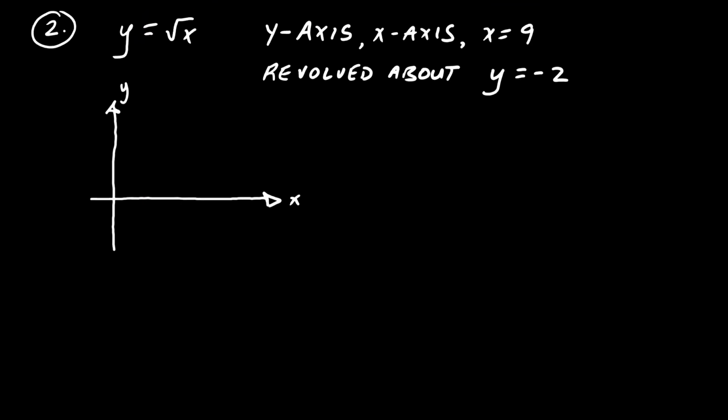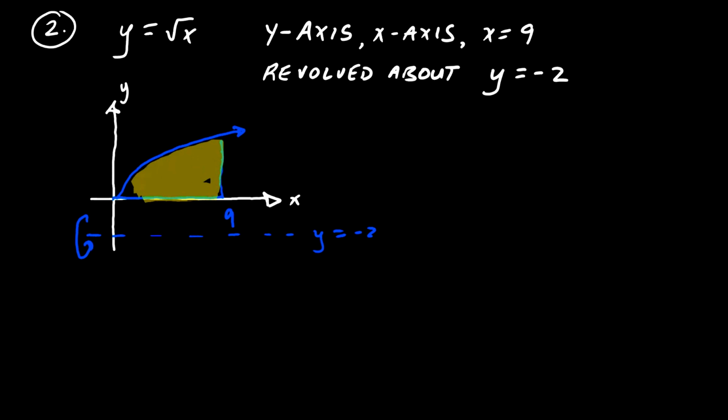So y equals root x. We'll do our general shape right here. Looks something like that. And it's bounded by the y-axis, which really doesn't seem to have an impact on here. We have the x-axis, and we have the line x equals 9, which I'll put here. So let's shade that area in. And this is going to be revolved about the line y equals -2. So here's y equals -2, and it's going to be revolved about there.